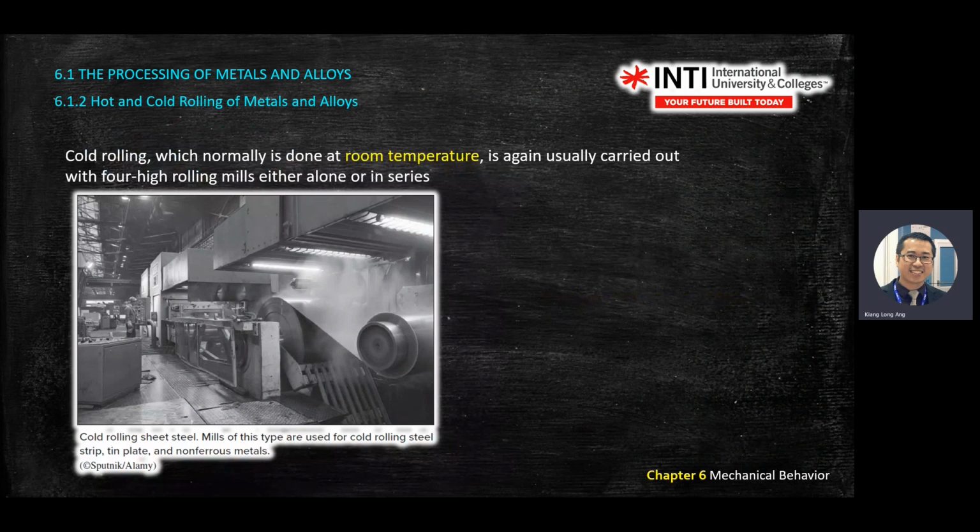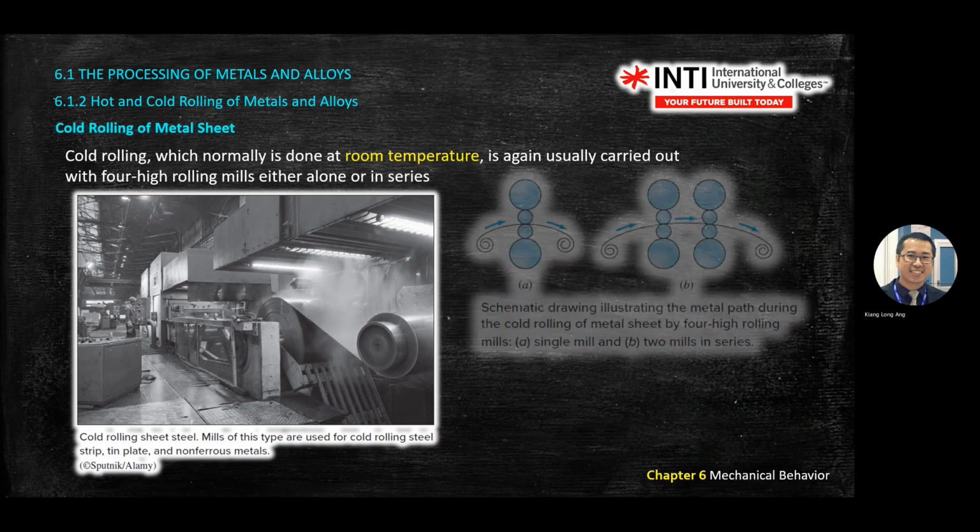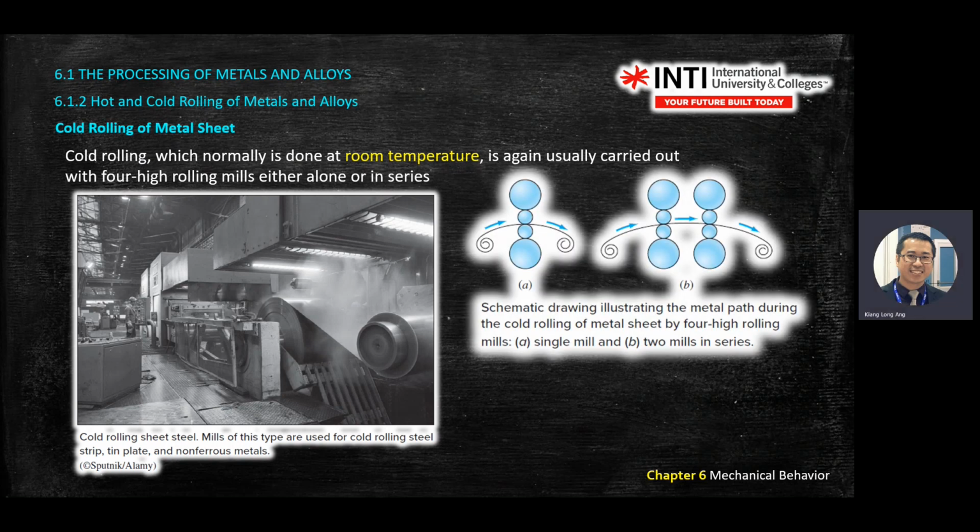So this is an example of cold rolling. Cold rolling means you do it at a low temperature. If you see the word cold rolling or cold working later, this is rolling. The word cold means you do it at room temperature. So it's the same process, just that the temperature is different.